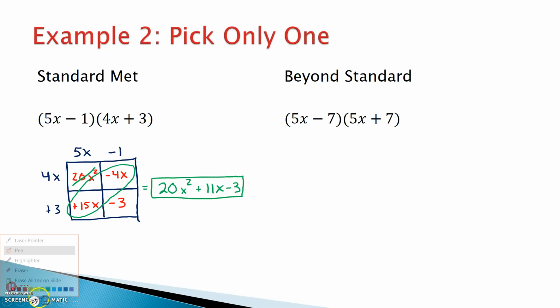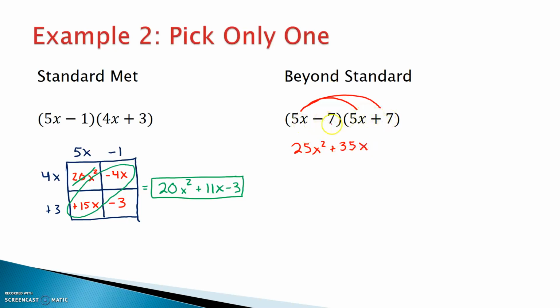For beyond standard, let's go ahead and do this with double distribution. What is 5x times a 5x? 5 times 5 is 25. X times x is x to the second power. All right, done with that. Let's go with 5x times now positive 7. Well, 5 times positive 7 is positive 35. Not just positive 35. Don't forget about the x as well. Okay, let me go ahead and do it.